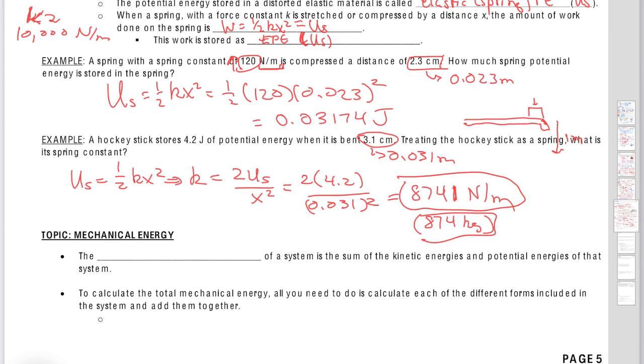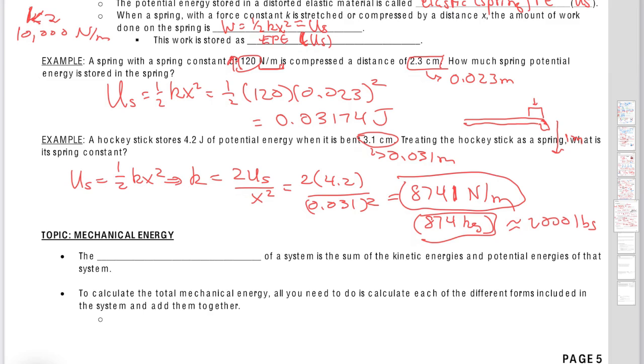874 kilograms, in terms of pounds, is approximately a ton. Right, 2,000 pounds. It's 1,932 pounds. That's a lot to get the hockey stick to bend. But these guys generate that much energy when they take shots, and some bend further. They may also have looser k values, or smaller k values.